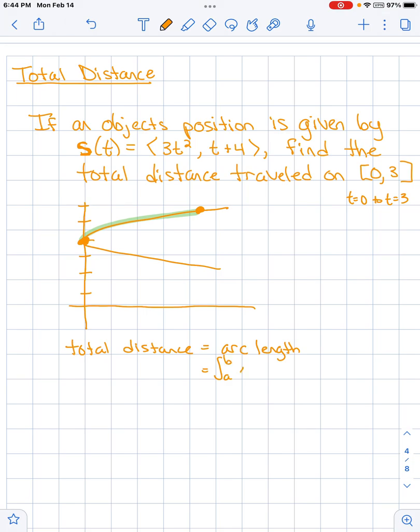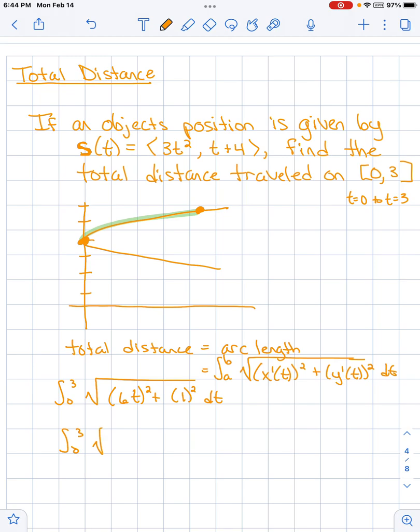And that arc length was from A to B, the square root of x prime of t squared plus y prime of t squared dt. So in this case, we're looking from 0 to 3, the square root of the derivative of x of t, so that's 6t, so that's 6t squared, plus the derivative of t plus 4, which is 1, squared. If we simplify that, that's the square root of 36t squared plus 1.